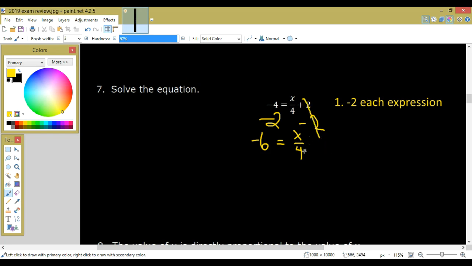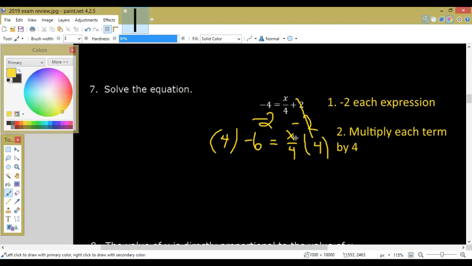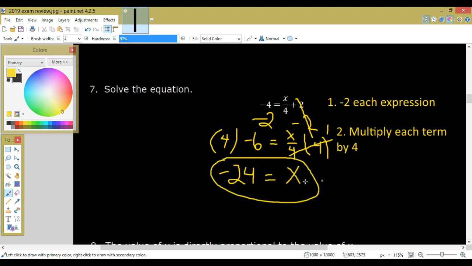The next step, we want to get rid of this 4. To get rid of a divided by 4, we multiply each term by 4. 4 divided by 4 is 1. They cancel. 4 times -6 is -24. So 1x equals -24. And that's our solution. If you were to plug it back into the original equation, you would get a true statement.